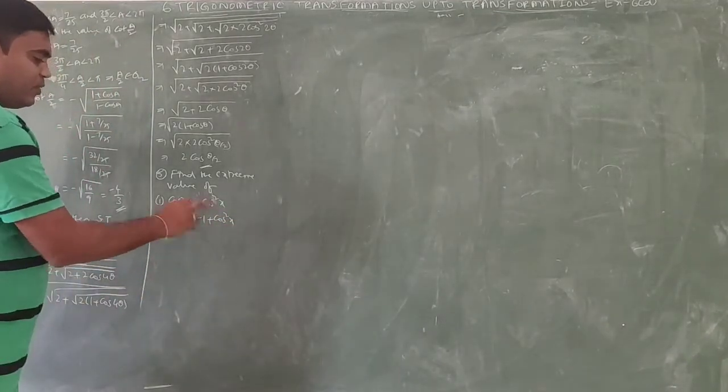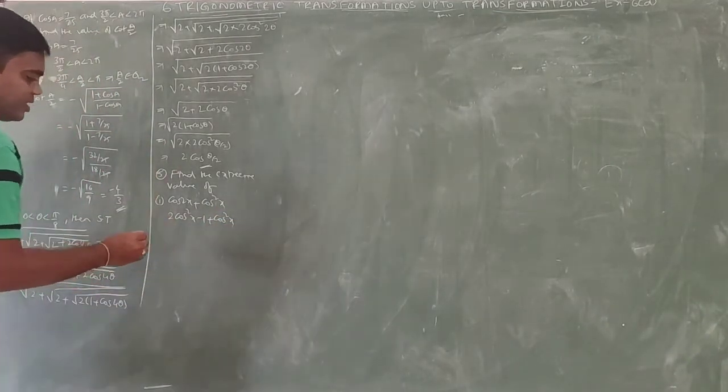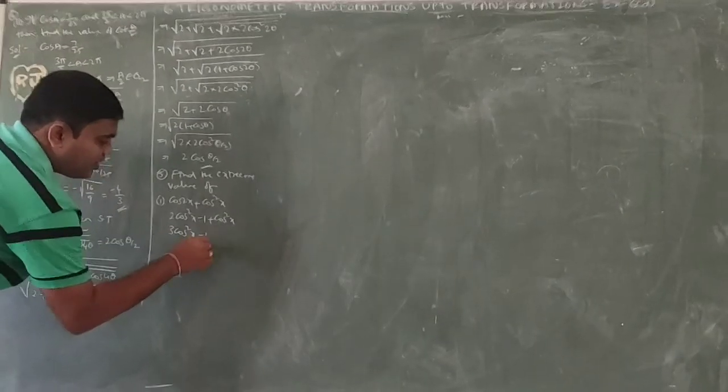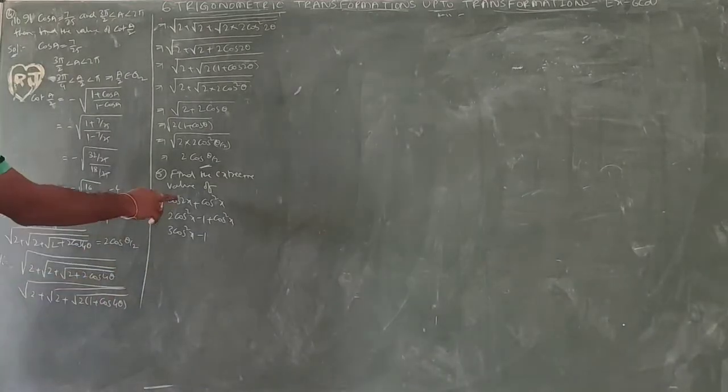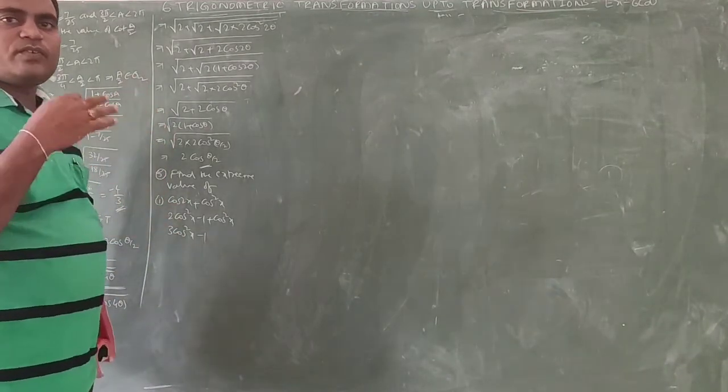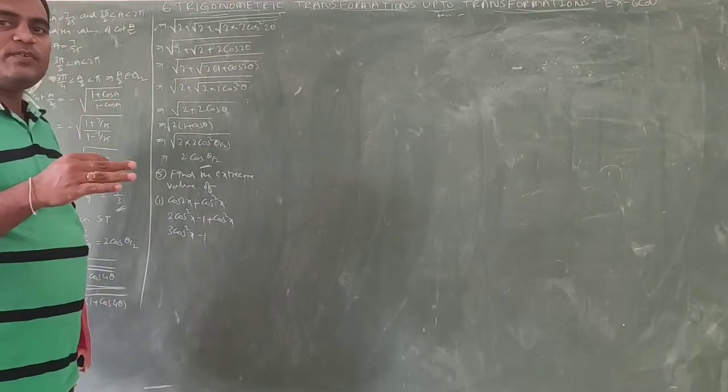2 cos square x minus 1 plus cos square x. Next, 2 cos square x plus cos square x, that is 3 cos square x minus 1. So if we simplify this one, we will get this one. Actually, cos value lies between minus 1 to plus 1. Cos square value lies between 0 to 1.